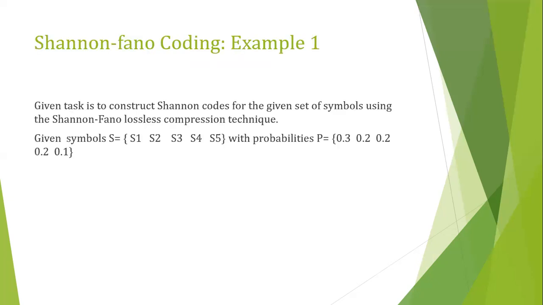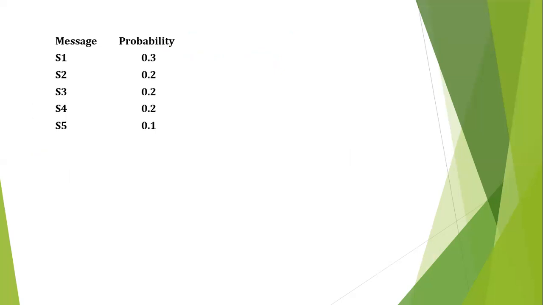Let us see an example. The task is to construct Shannon codes for the given set of symbols using the Shannon-Fano lossless compression technique. The symbols are S equal to S1, S2, S3, S4, S5, and their probabilities are 0.3, 0.2, 0.2, 0.2, 0.1. Let us see how we solve this problem with Shannon-Fano.